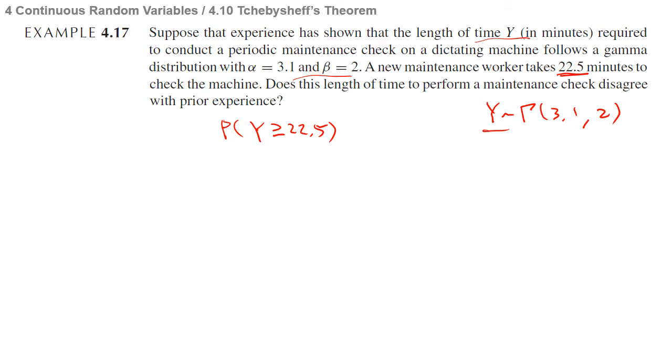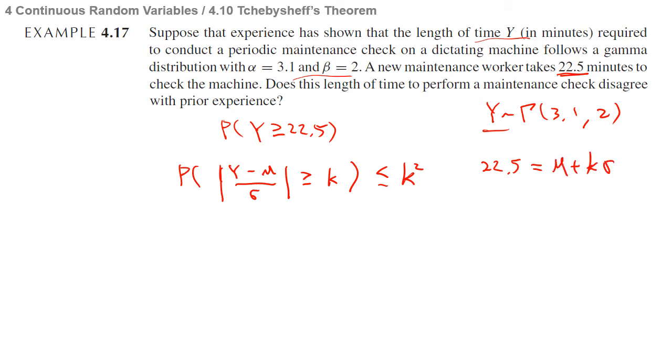To do that, we can calculate the probability that the absolute value of y minus mu, divided by sigma, is greater than or equal to k, which is less than or equal to 1 over k squared. To set this, we can set 22.5 equal to mu plus k sigma. So we need to calculate mu and sigma.